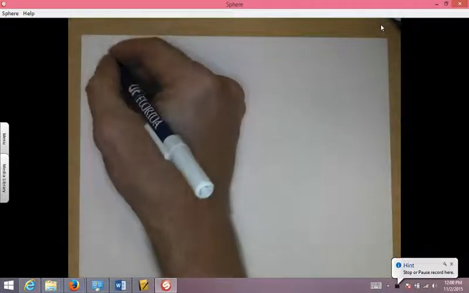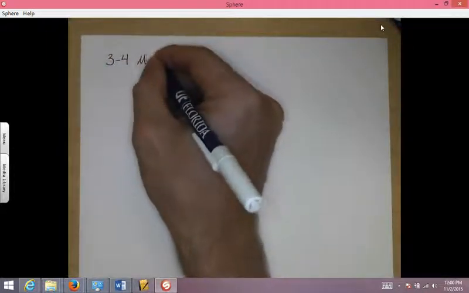Alrighty, class. So today what we're doing is Chapter 3. This is Section 4, and the name of this section is Multiply Integers.